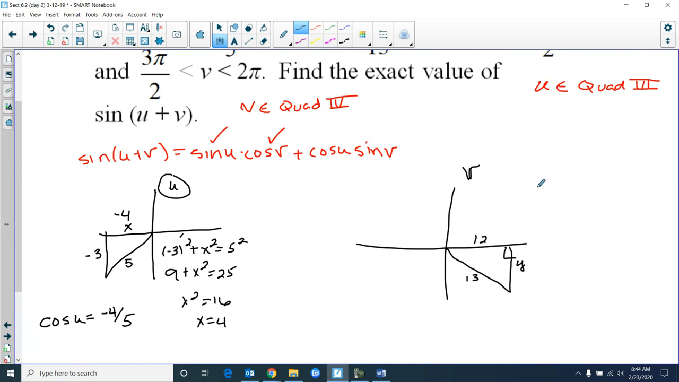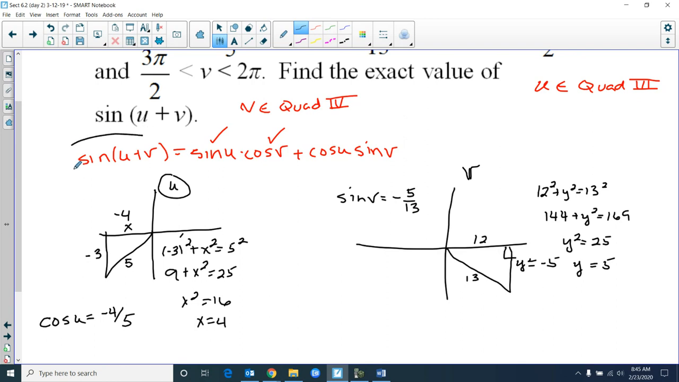So again, use the Pythagorean theorem. 12 squared plus y squared equals 13 squared. 144 plus y squared equals 169. If you subtract 169 minus 144, you get 25. y equals 5. So this is, again, a Pythagorean triple; you get a whole number. Also, since it is in quadrant 4, it has to be negative 5. So the sine of v is going to be negative 5 over 13.